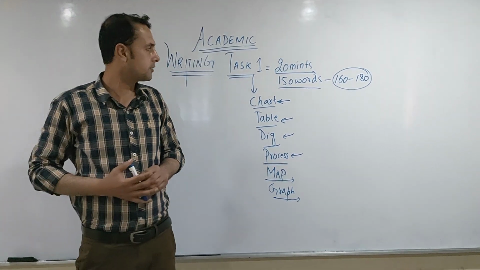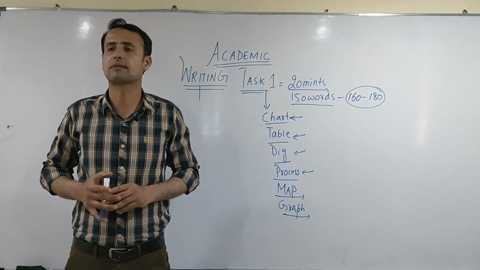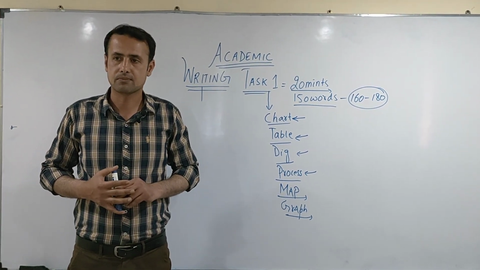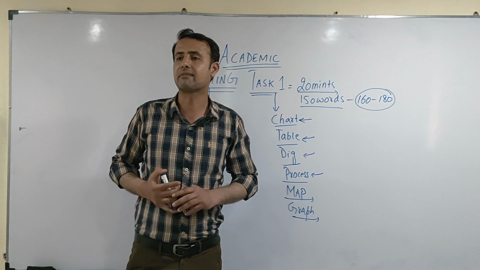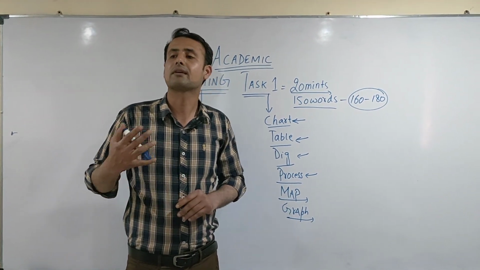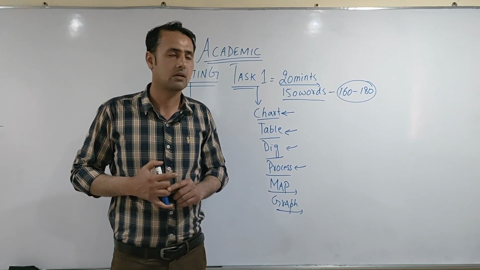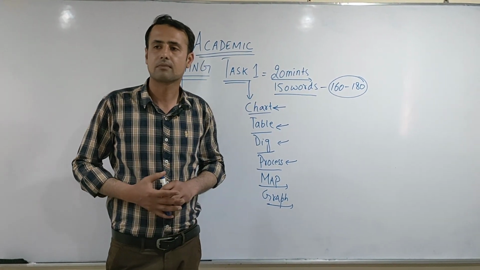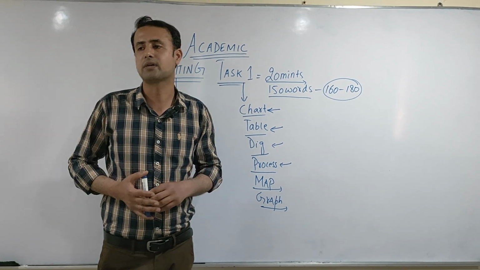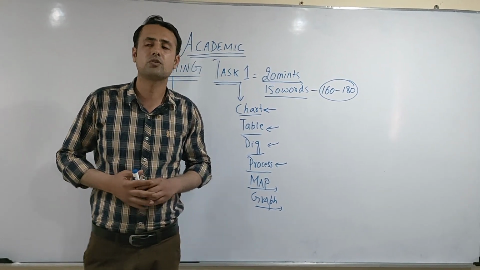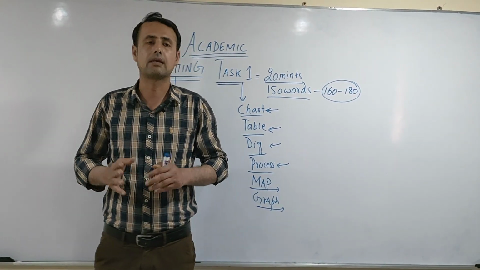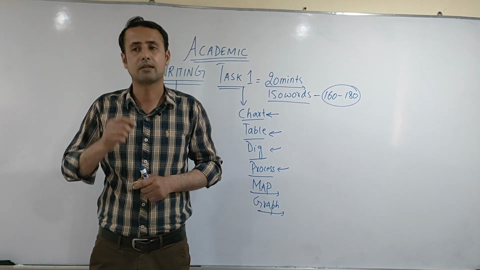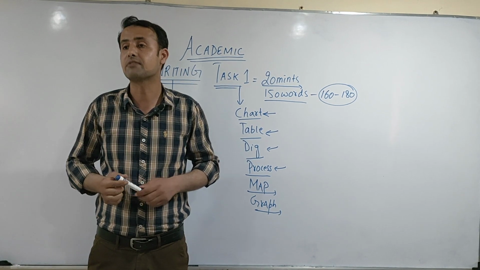Okay, so today we are going to talk about writing task 1 for academic students. What is the difference between writing task 1 for academic and general students? If we talk about time duration, it's one and the same. Word limit again is one and the same. For task 1 you would be given 20 minutes in either case, whether you are taking your general or your academic test, and you have to write at least 150 words.